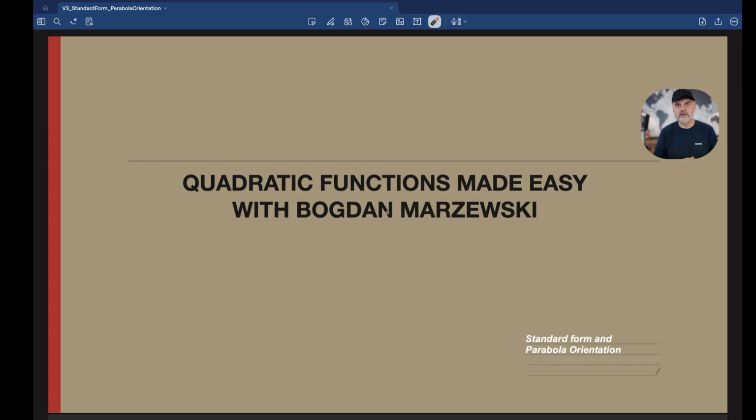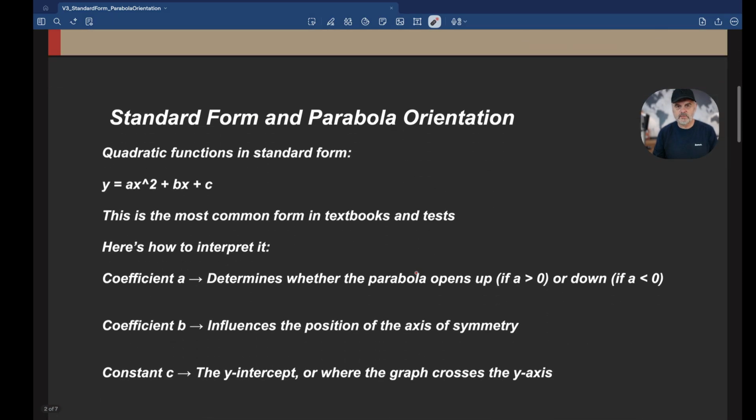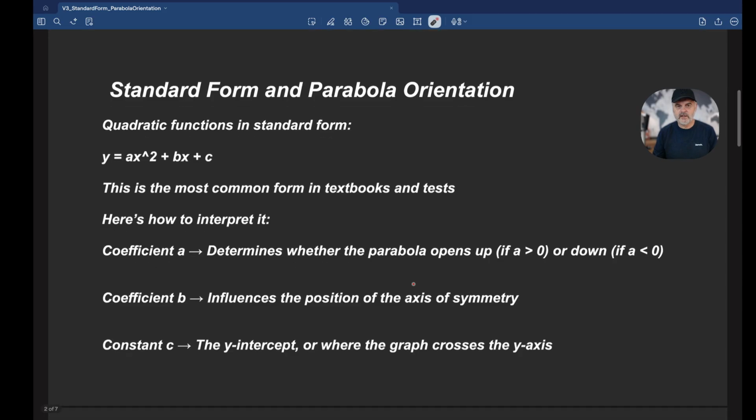And in this video, the standard equation of the quadratic function. So let's start with clarifying what this quadratic function in standard equation looks like.